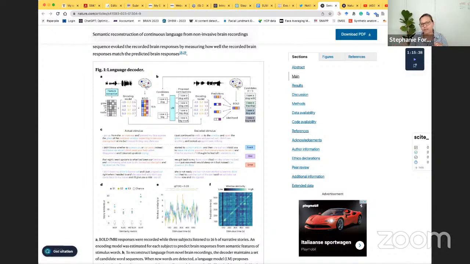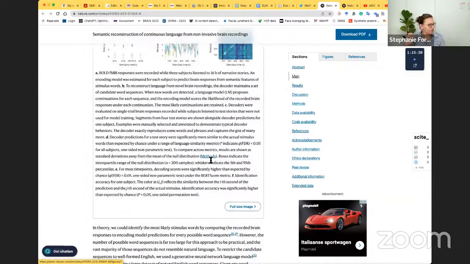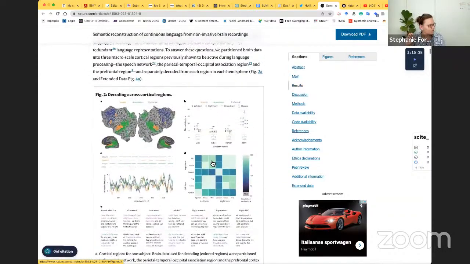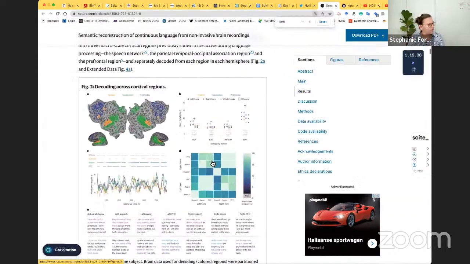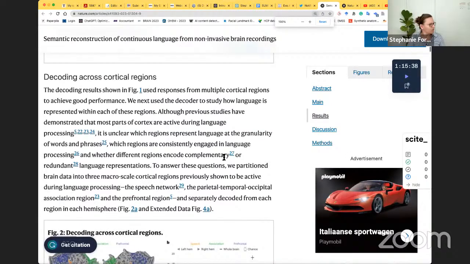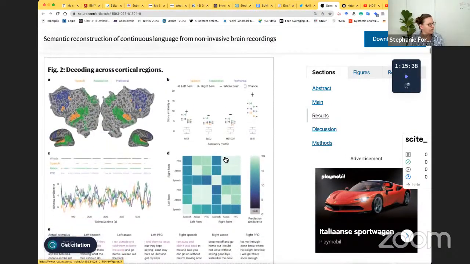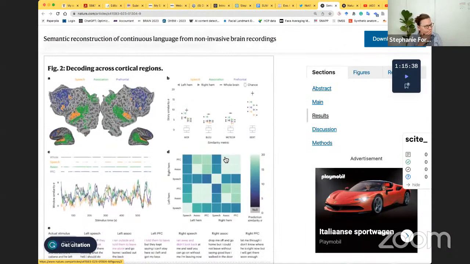Now, they did this for the whole brain, but they also wanted to zoom into individual regions. And we can just go to the second figure here so you can see the cortical areas a bit better. But basically, what they wanted to do is look at the individual regions and their pattern.